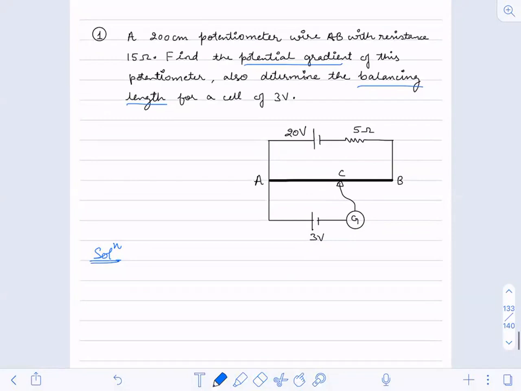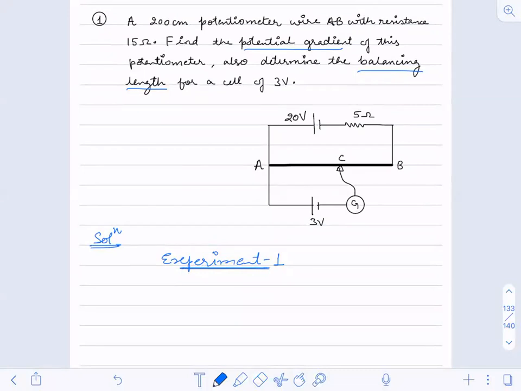If you read this, it is about experiment 1, so you have to use experiment 1 concepts, that is to determine the value of unknown EMF. Here the unknown EMF, 3 volt, is given to you, and you have to find out the length now. So this is a reverse process. Now let us solve it.